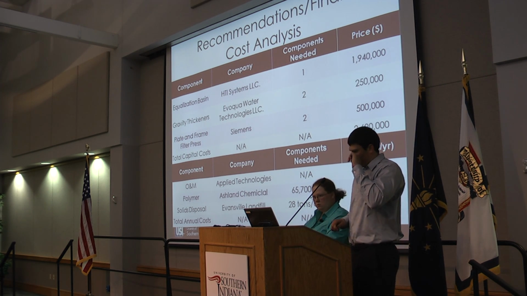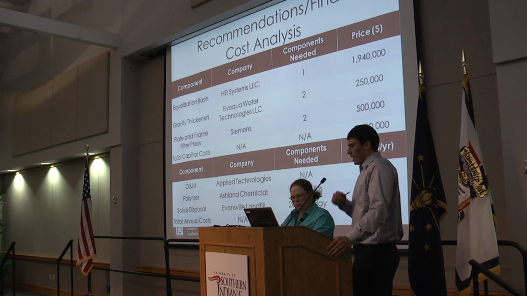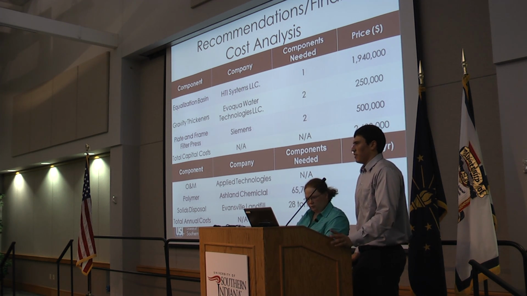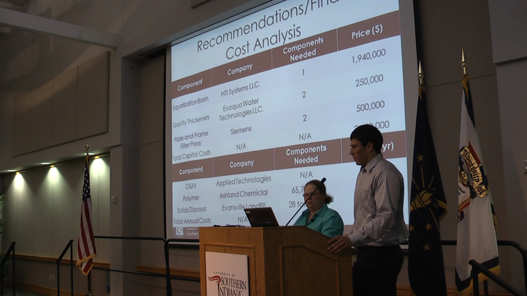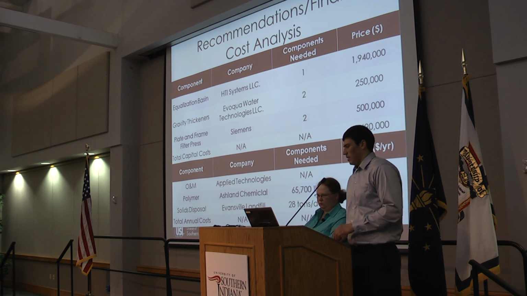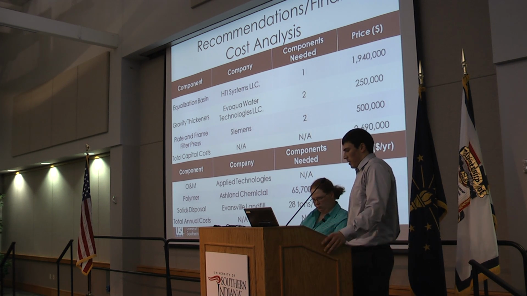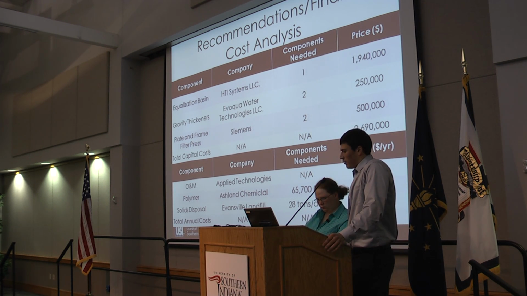So our final cost analysis for our recommendation includes one equalization basin, 2 gravity thickeners, and 2 plate and frame filter presses. Total capital cost came to be about $2.69 million, and our annual costs included operating and maintenance costs of the plate and frame filter press, as well as the polymer usage and the solid disposal at 28 tons per day, and we're estimating that to be around $414,000 a year.